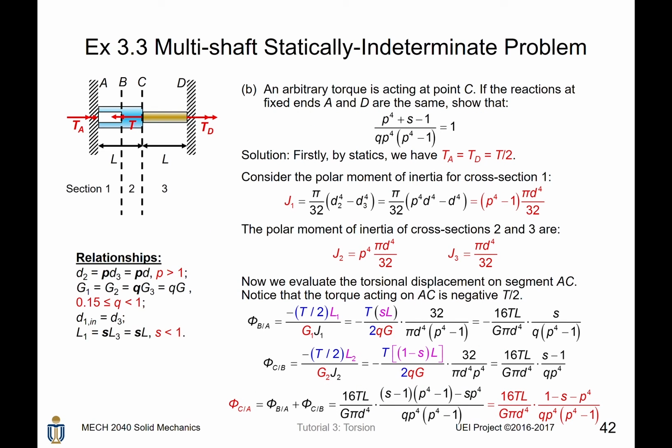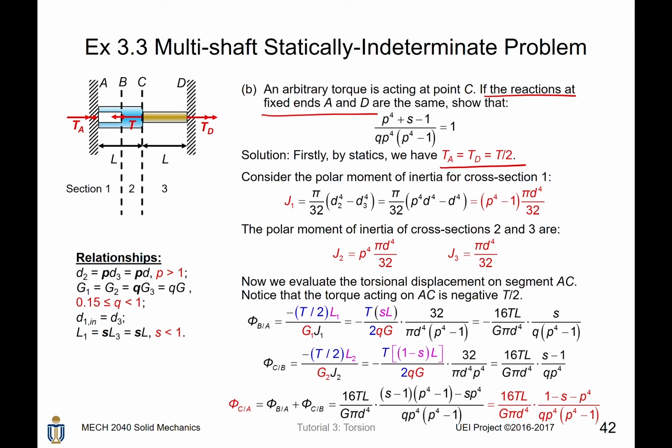Next, let's talk about this very algebraic problem. It involves a lot of dimensionless quantities. It is given that the reactions at fixed ends A and D are the same, which means TA equals TD equals 1/2 of the applied torque, which is T divided by 2.